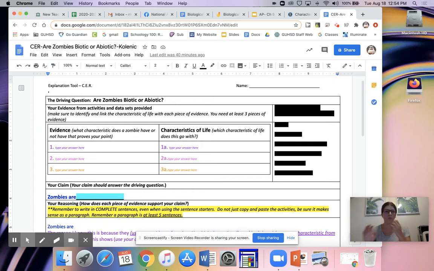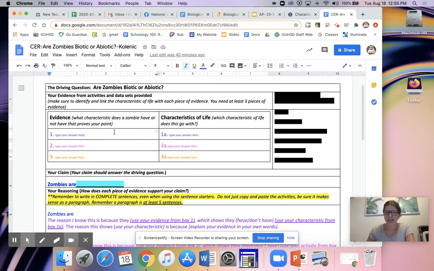So we've been learning about what makes something biotic versus abiotic, or living versus non-living. If you did not attend the Zoom, please make sure you go back and watch the Zoom, or if you need a refresher on what is biotic versus abiotic. So anyways, your driving question, the question you as a scientist are going to be answering, is: are zombies biotic or abiotic? So zombies aren't real. Yes, I know that. But most of you have probably seen a zombie movie at one point in your life, or you know what I'm talking about. If you don't, look it up online. So you are trying to answer this question.